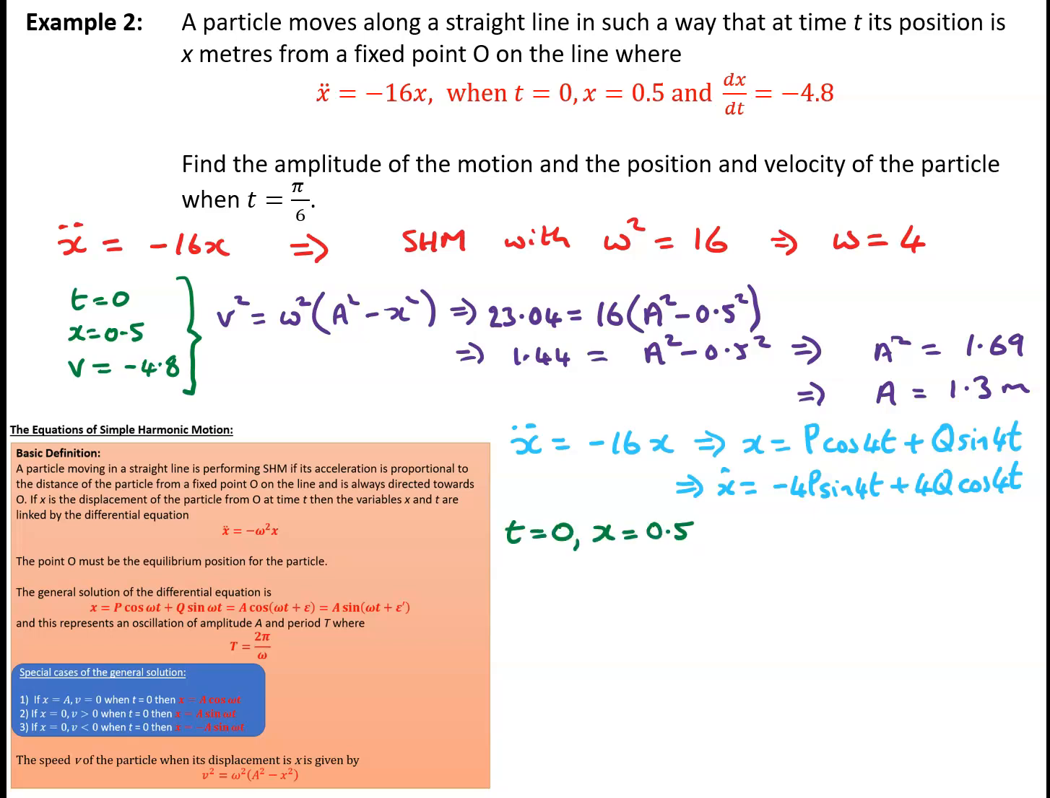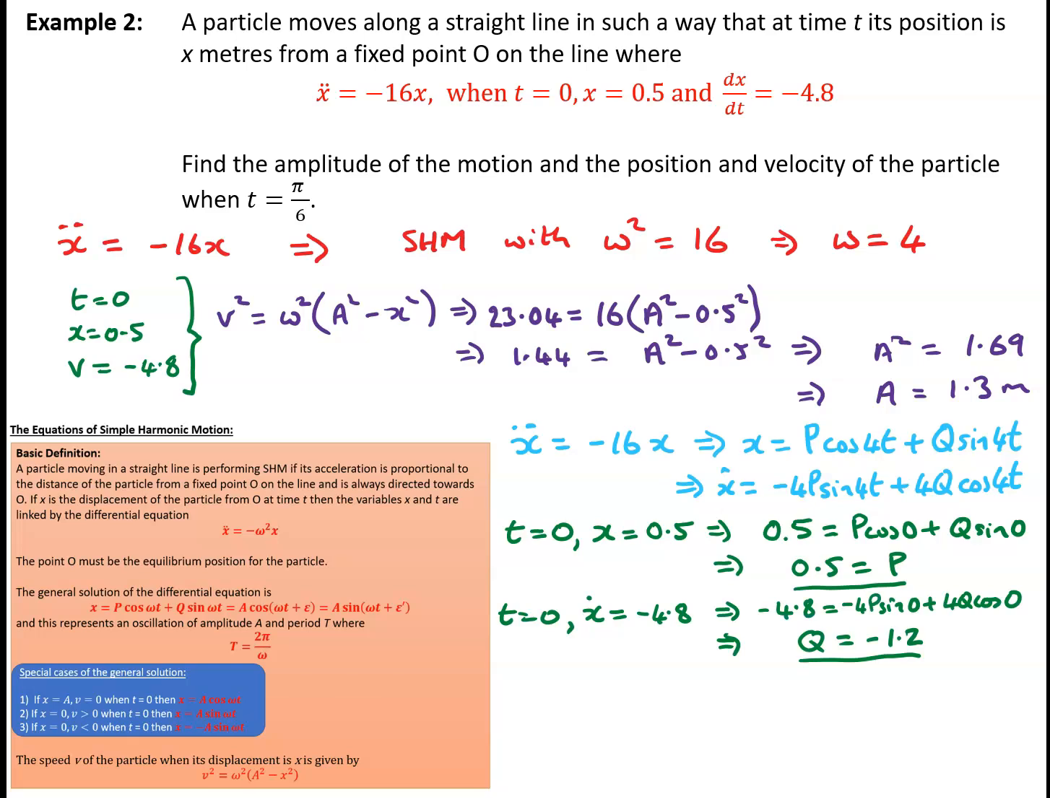So when t equals 0, x is 0.5, which gives me 0.5 equals p cos 0 plus q sin 0. Cos 0 is 1, sin 0 is 0, so that's giving me p must be 0.5. But I also know that when t equals 0, the velocity is minus 4.8. So I've got minus 4.8 must equal minus 4p sin 0 plus 4q cos 0. And that gives me q must be minus 1.2.